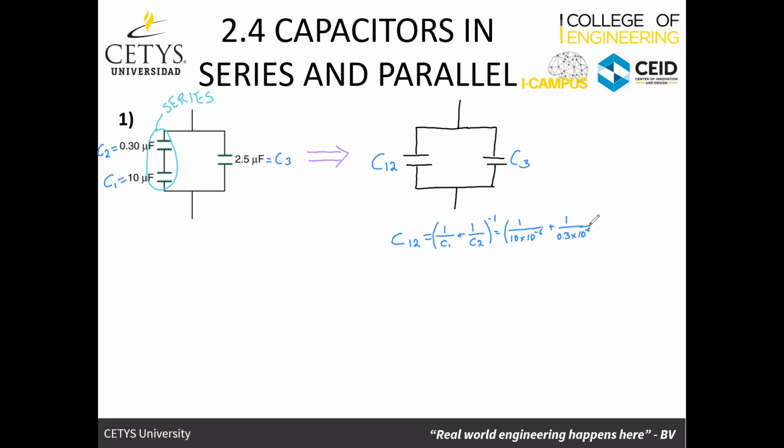Why is it to the -1? Excuse me? Yes, Viviana? Why is it to the -1? Oh, for capacitors in series, 1 divided by the total capacitance is equal to 1 divided by capacitor 1, plus 1 divided by capacitor 2. So instead of writing 1 divided by the total capacitance, it's the same as saying that all of this is to the -1.